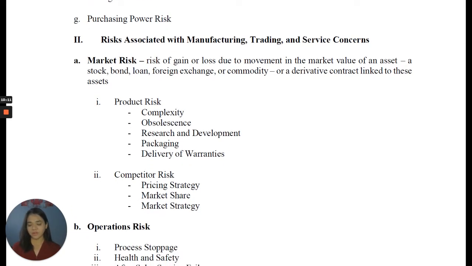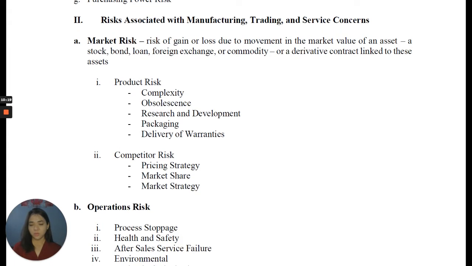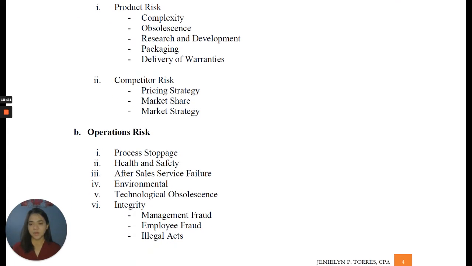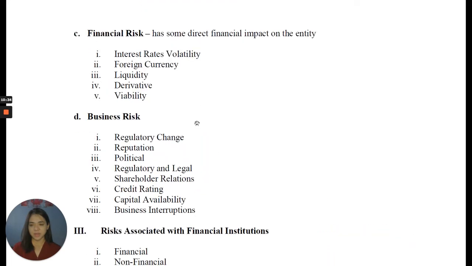Operations or operational risk is a prospect of loss resulting from inadequate or failed procedures, systems, or policies, under which are process stoppage, health and safety, after-sales service failure, environmental, technological obsolescence, integrity, management fraud, employee fraud, and illegal acts. Third, financial risk. It has some direct financial impact on the company.